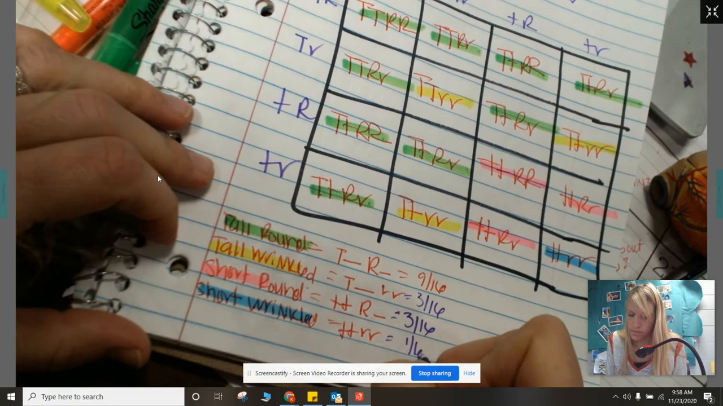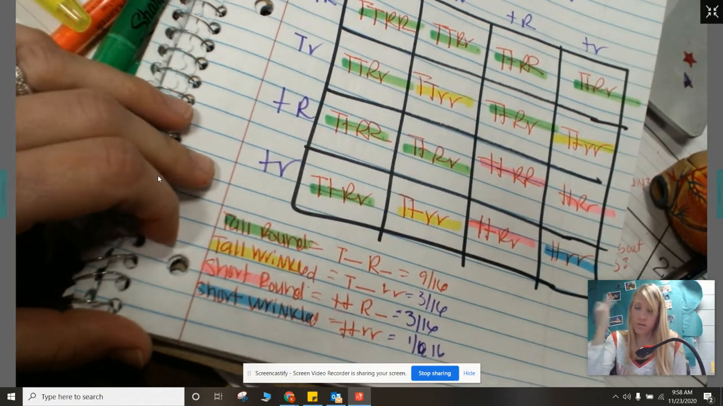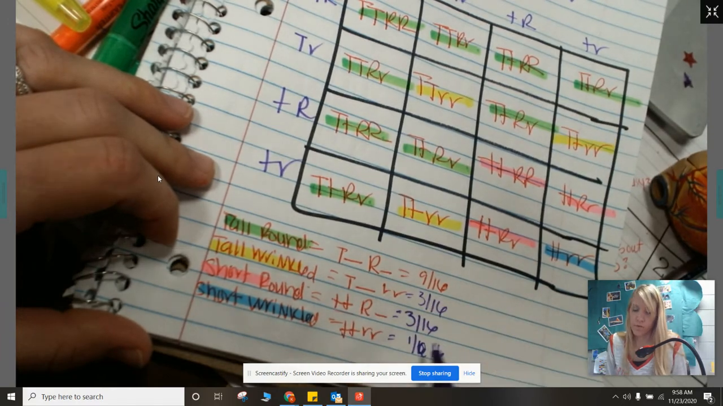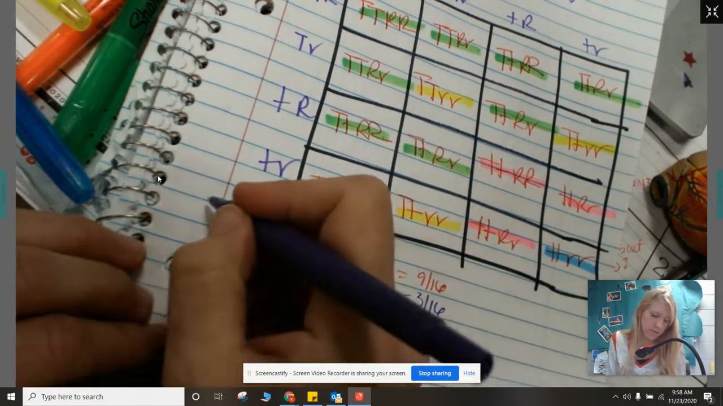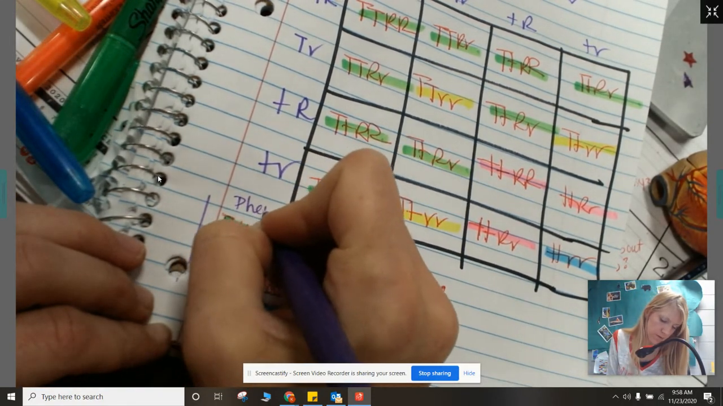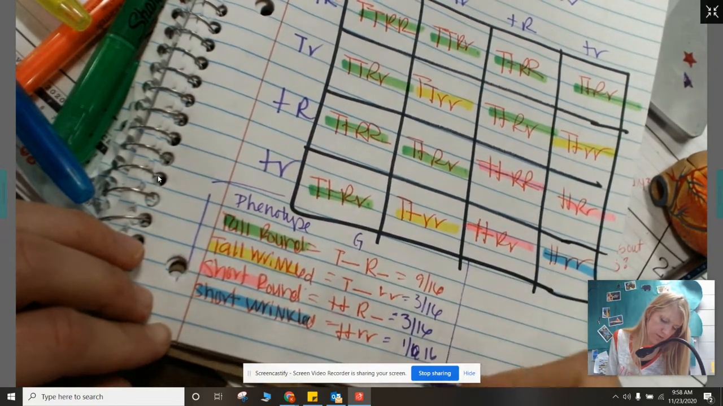Let's add these up. Oh my gosh, I don't want to write. 9 plus 3 is 12, plus 3 is 15, plus 1 is 16. Very good. So I counted them all. So this is my answer. It's my phenotype. And this is kind of my genotype. And there we go.